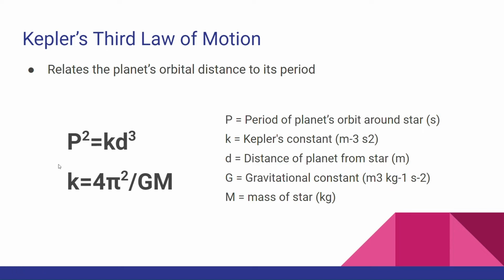There is also this equation that you can use to figure out the Kepler's constant. This will be unique to each star that you look at. And this equation is 4 pi squared divided by the gravitational constant, which will be given in the task, times the mass of your specific star.